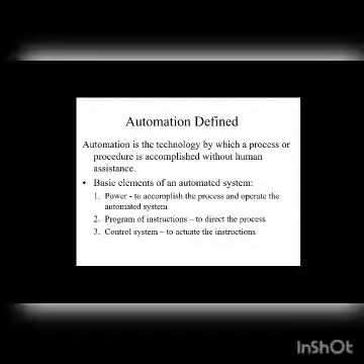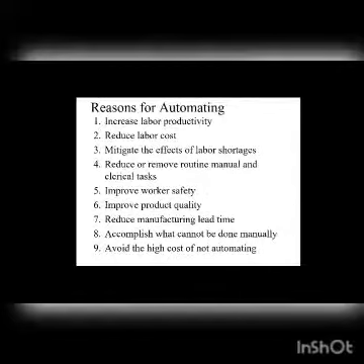So the basic elements of any automated system would include power to accomplish the process and to operate the automated system, a program of instructions to direct the process, and a control system to actuate the instructions. The reasons for automating are obviously to increase labor productivity, reduce labor cost, mitigate the effects of labor shortages, reduce or remove routine manual and clerical tasks, improve worker safety, improve product quality, reduce the lead time, accomplish what cannot be done manually, and avoid the high cost of not automating.